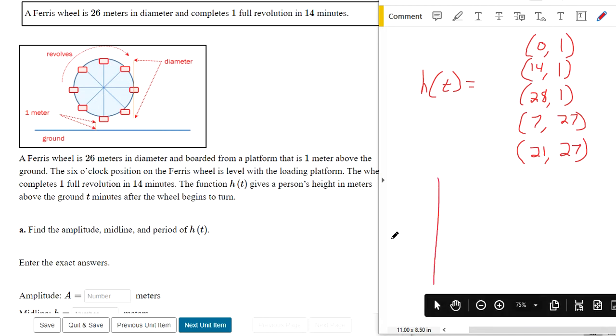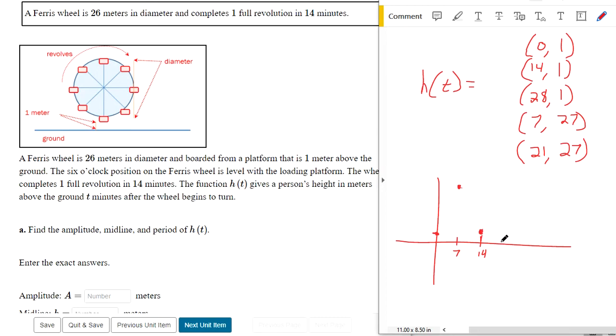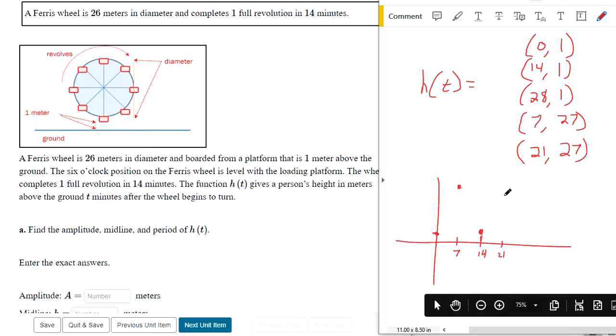So let's try plotting those just in a rough sketch. At 0, we're at 1. At 7, that was my next on the x-axis. At 7, I'm at 27. And I'm at 14, I'm at 1 again. And then at 21, I'm back up to the top.